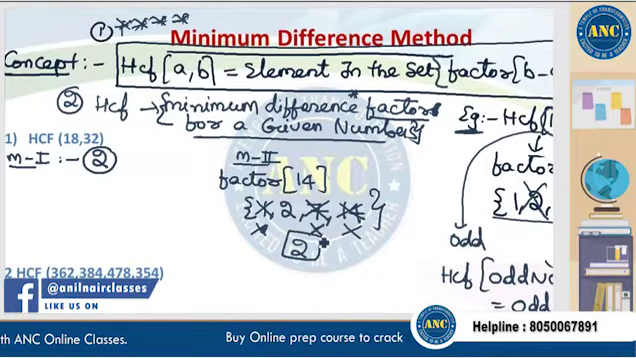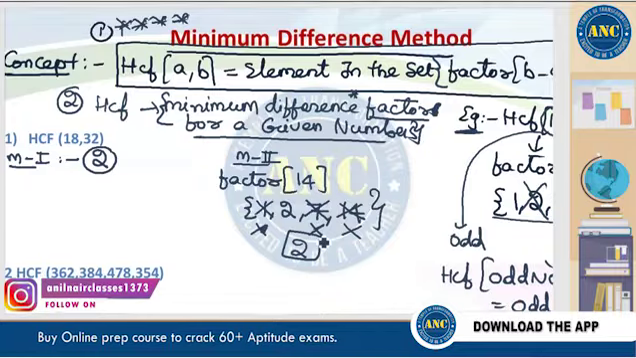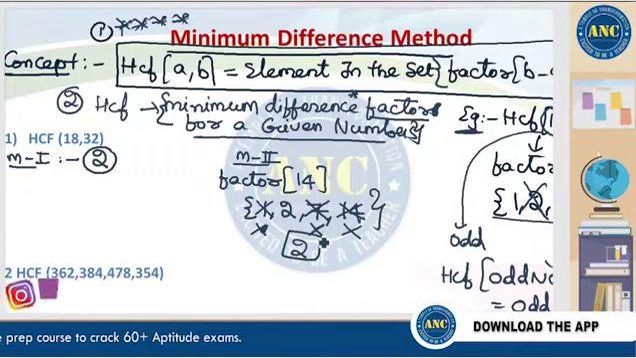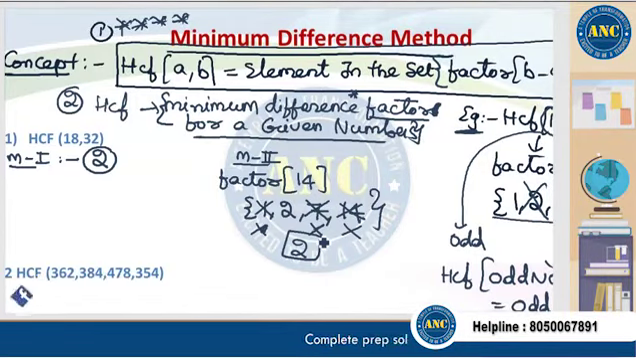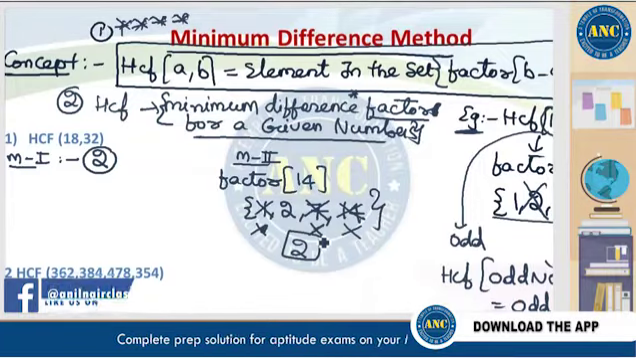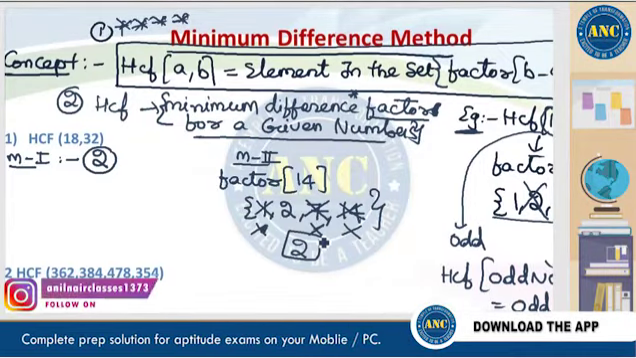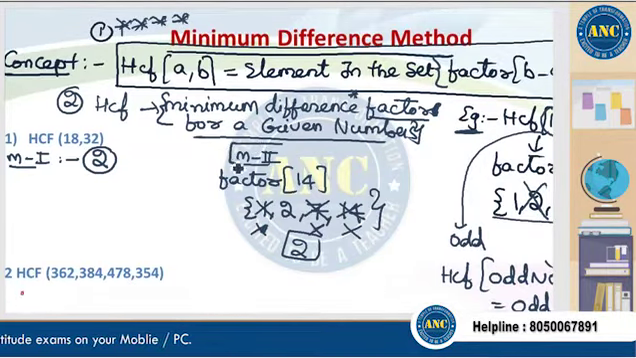Factor of 32 minus 18 is 14. What are the factors of 14? 1, 2, 7, 14. HCF of any two even numbers should be an even number. So 1 and 7 are out. If a number is not divisible by 7, how can it be divisible by 14? 7 is out, 14 is out, 1 is out. Answer is 2. This is by using method 2.